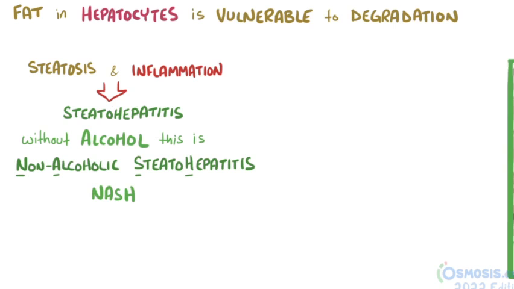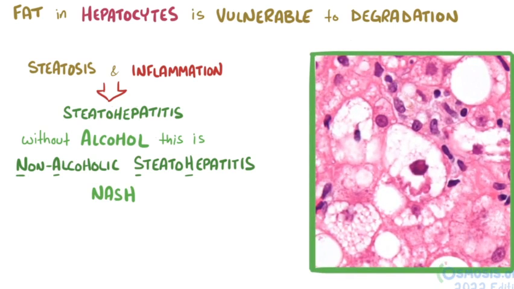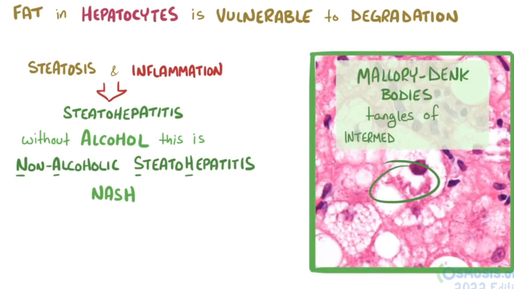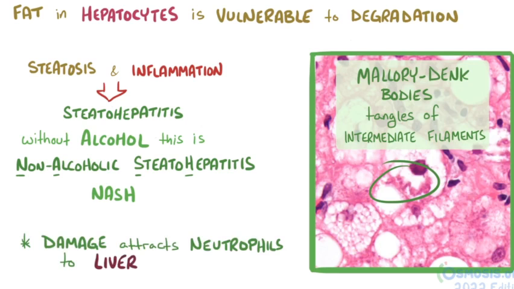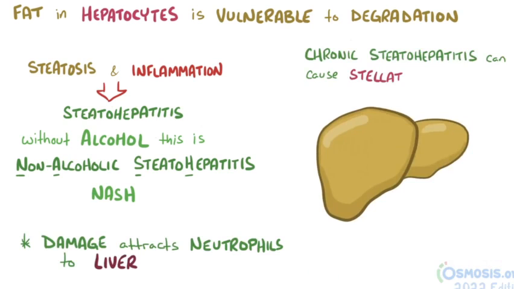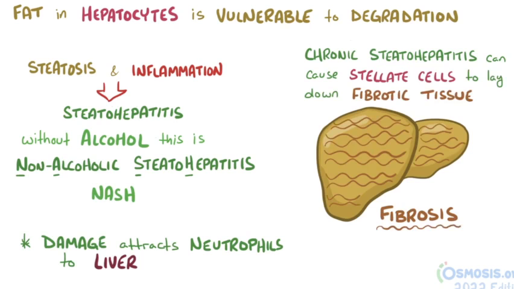In addition to bloating and dying hepatocytes, there might be additional histopathologic changes like the presence of Mallory-Denk bodies, which are tangles of intermediate filaments that can be seen in the cytoplasm of hepatocytes. The mechanism, though, for how these form is still unclear. Hepatocyte damage also attracts neutrophils into the liver tissues. And finally, chronic steatohepatitis can cause liver stellate cells to lay down fibrotic tissue, causing the disease to be classified as fibrosis. As the process of fibrosis continues, the overall architecture of the liver changes, to the point where the disease is classified as cirrhosis.